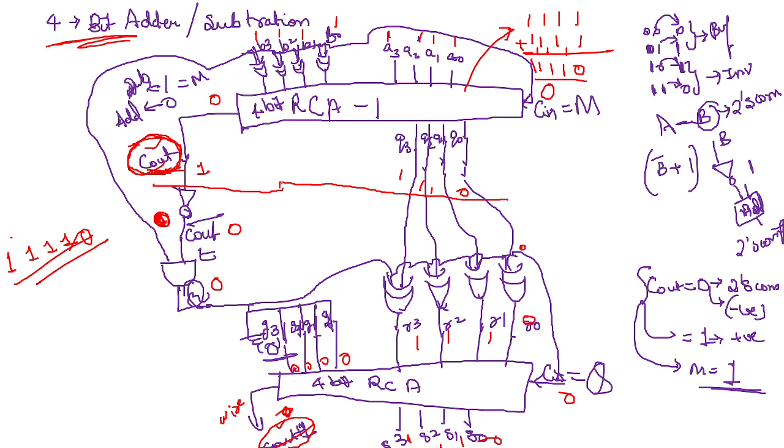But how can we define it in the code? For subtraction this will be defined as C out, and this will be defined as C out 1. So I think this will be defined as wire only. Our output will be C out, S3, S2, S1, S0.